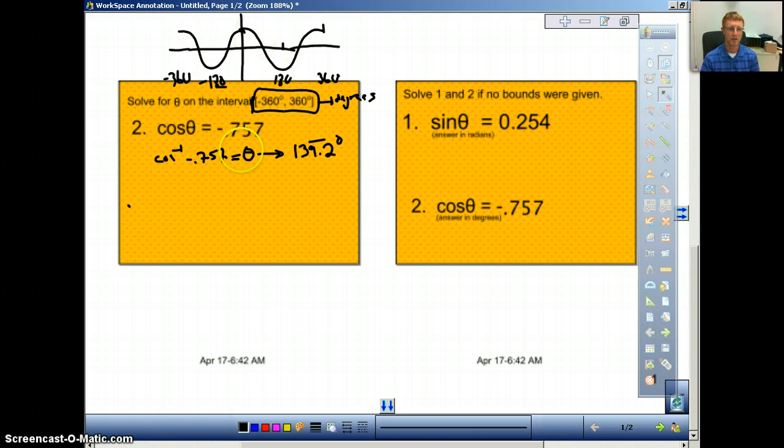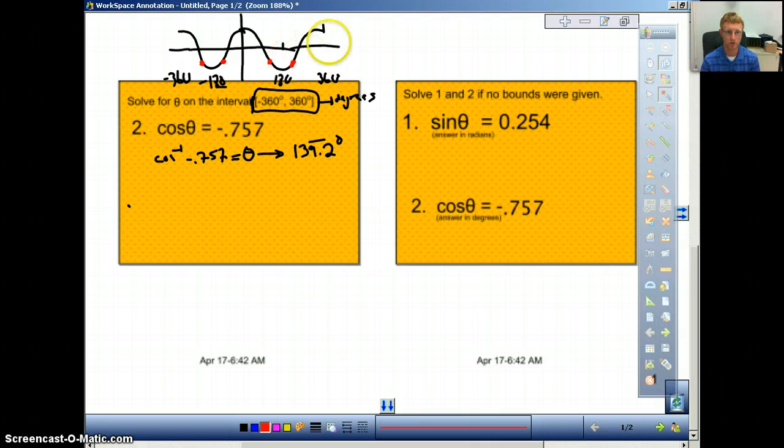So again, think about where negative 0.757 would be. It doesn't have to be exact, but maybe somewhere around here. Obviously it would be on both sides of these. So we know that this first one is going to be 139.2 degrees. So again, we need to figure out how do we get this point right here.